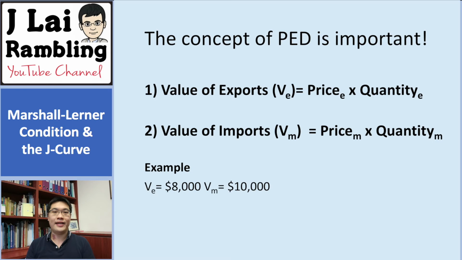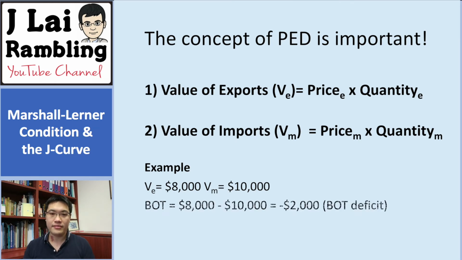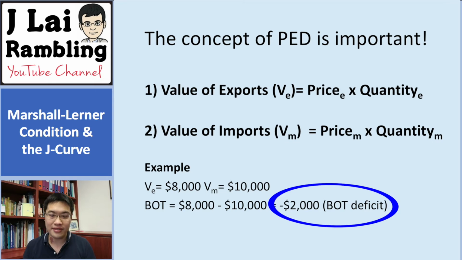So let's look at an example here. So we have the value of the exports as $8,000 and the value of imports as $10,000. The balance of trade is 8,000 minus 10,000, which gives you negative 2,000. So we have a balance of trade deficit here.